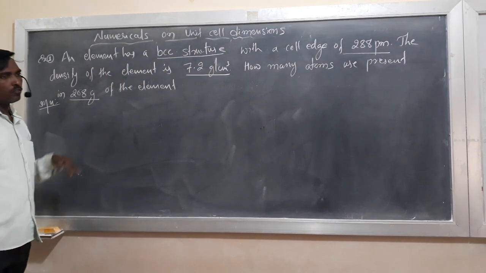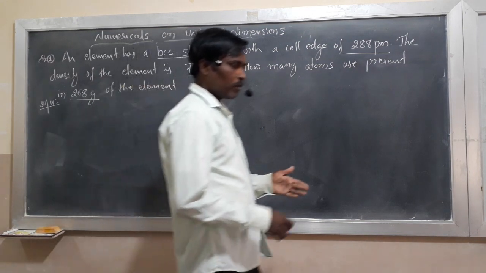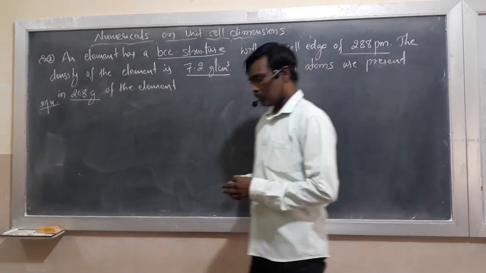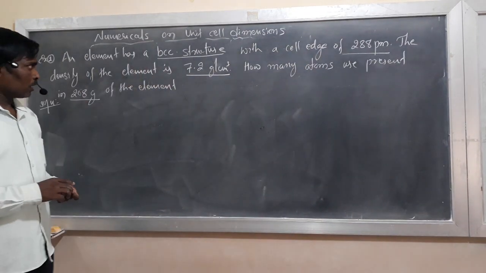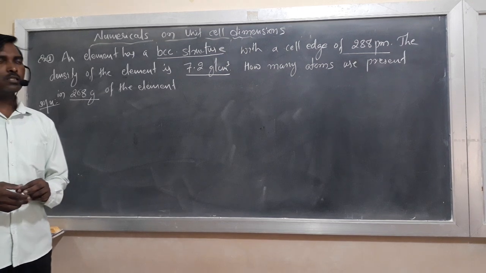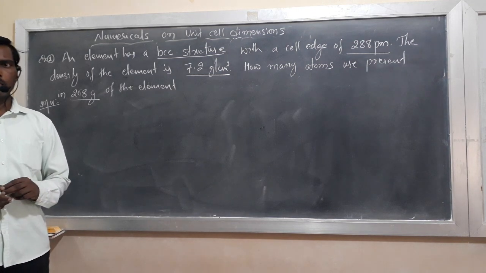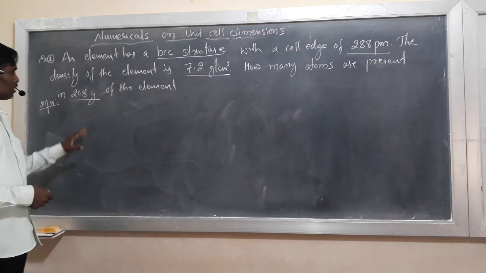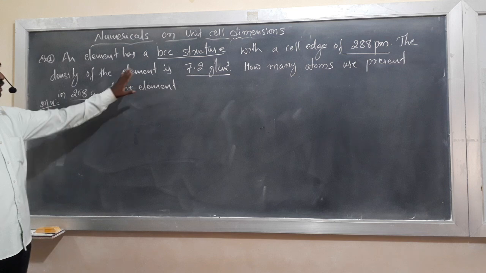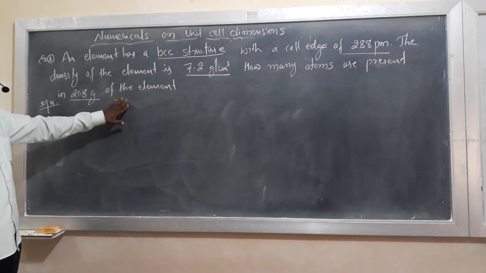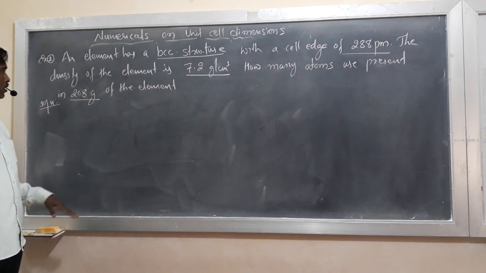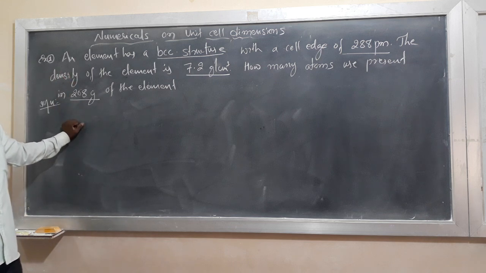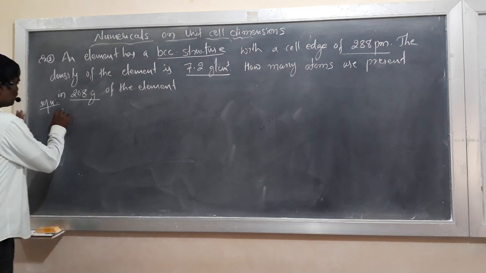208 grams of the element. The number of atoms of that element present in 208 grams. Since we know the gram molecular mass of any substance contains Avogadro's number of atoms or particles, first calculate the molecular mass of the element, then by comparing that with Avogadro's number, we can easily calculate the total number of particles present in 208 grams. Okay. First, let me read the given.